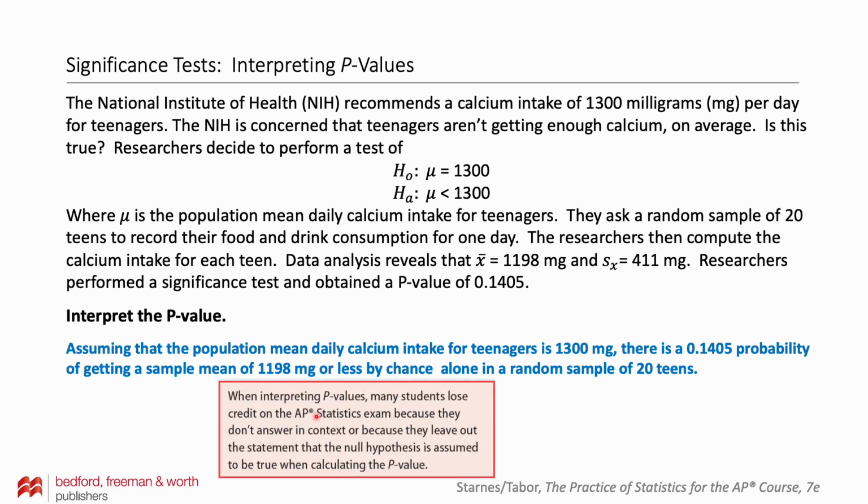So remember, when interpreting p-values, many students lose credit on the AP Statistics exam because they don't answer in context, or because they leave out the statement that the null hypothesis is assumed to be true when calculating the p-value. So it's very important that you start out with assuming that the null was true, give the probability of getting that specific sample with that X bar, with our statistic, or less purely by chance alone in whatever sample size they're using.